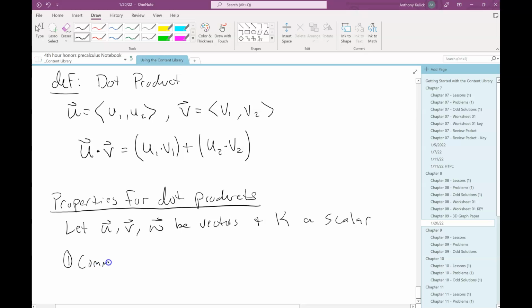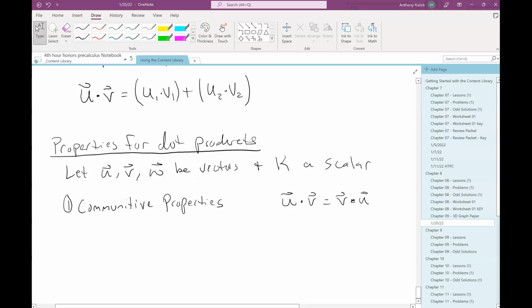So we're not going to prove any of these properties because that's actually part of your homework assignment. But the first dot product property is that the dot product operation is commutative. That is, u dot v is equal to v dot u.